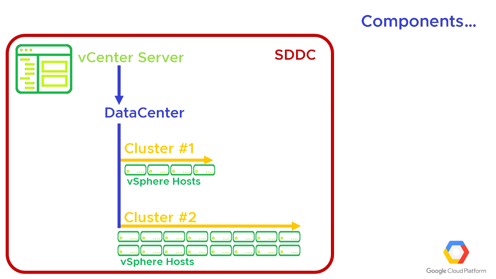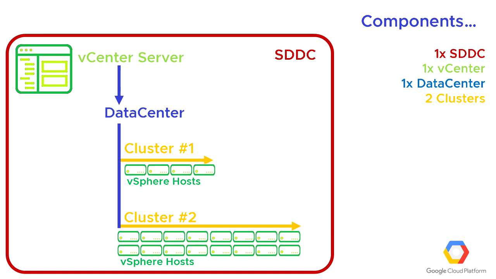So an SDDC, software-defined data center, that's what VMware people will talk about when they're doing Google Cloud VMware Engine. They'll be building an SDDC, but on Google Cloud Platform hardware and infrastructure. So just to summarize that again, in that particular diagram, we've got one SDDC inside the red box.